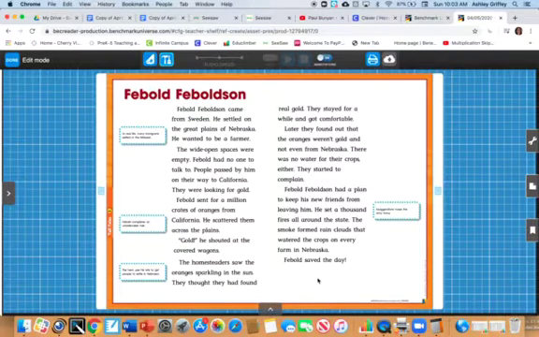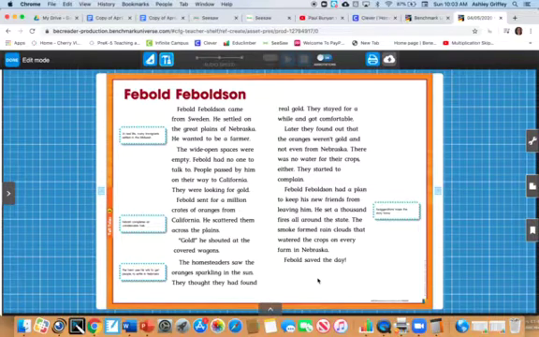Feebled Feebleson came from Sweden. He settled on the Great Plains of Nebraska. He wanted to be a farmer. The wide open spaces were empty. Feebled had no one to talk to. People passed by him on their way to California. They were looking for gold. Feebled sent for 1,000,000 crates of oranges from California. He scattered them across the plains.